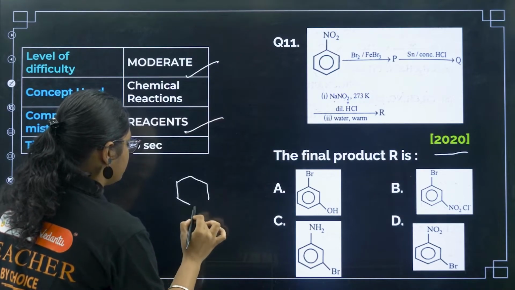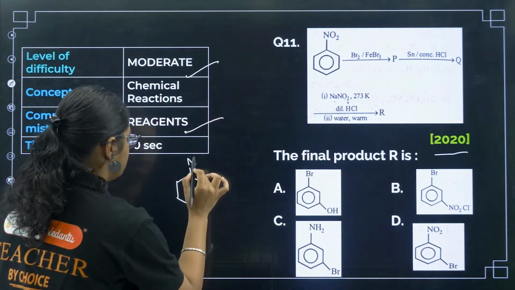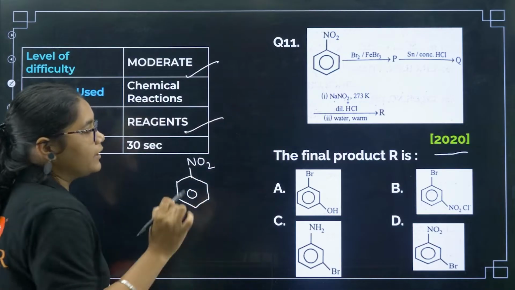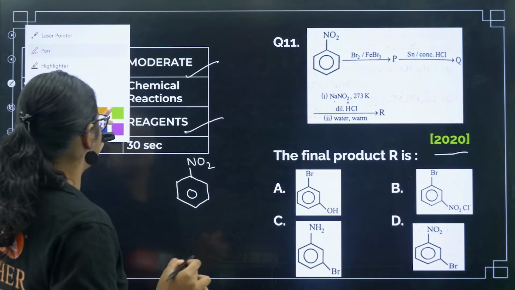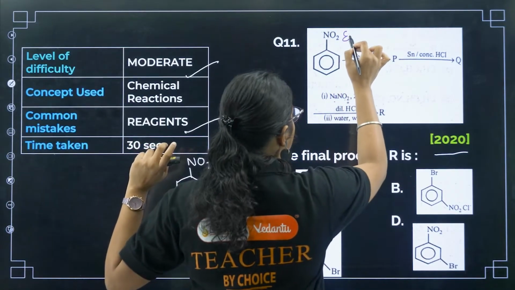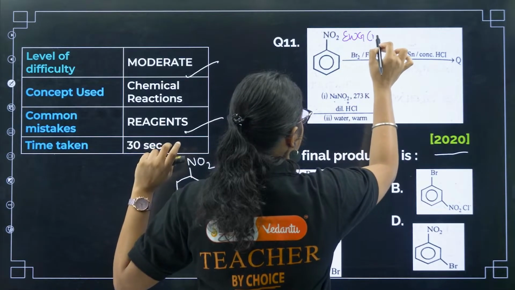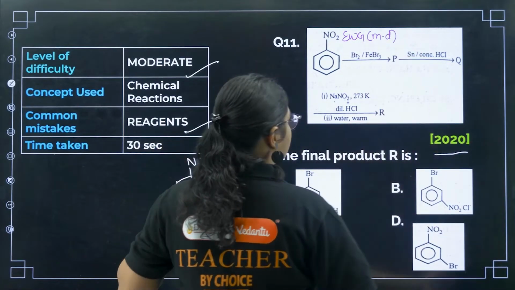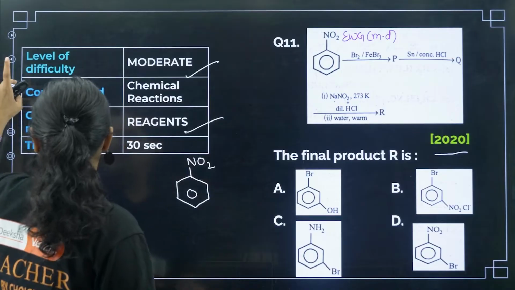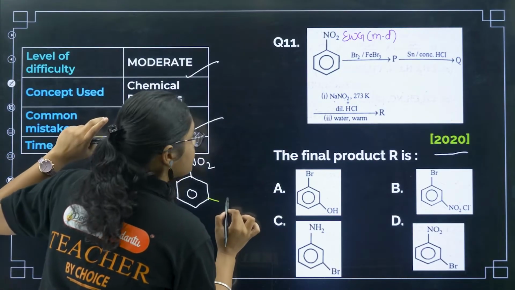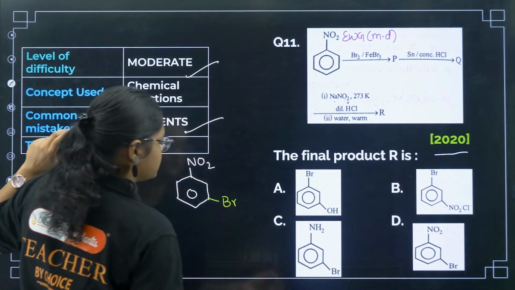So what will it give you? Here you should know NO2 group is an electron withdrawing group. If it is an electron withdrawing group, it is meta directing group. Right, so Br will be attached at this position.